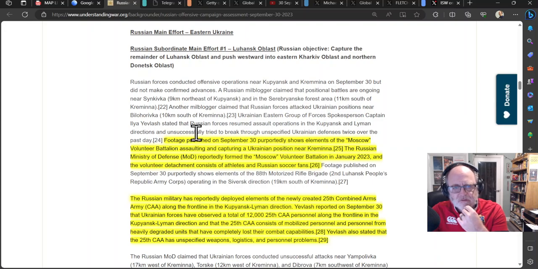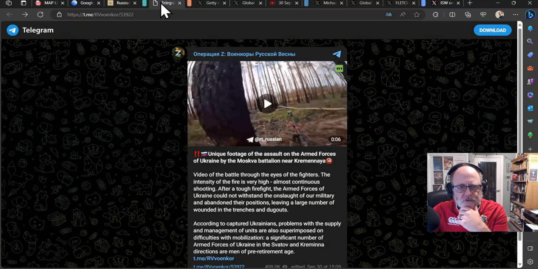The Russian Ministry of Defense reportedly formed the Moscow Volunteer Battalion in January 2023. And the volunteer detachment consists of athletes and Russian soccer fans. So it's almost like one of these ultra-nationalists maybe or hooligan kind of groups of soldiers. Now, the footage is this. I could show you this. It's basically lots of trees and then machine guns firing at trees.